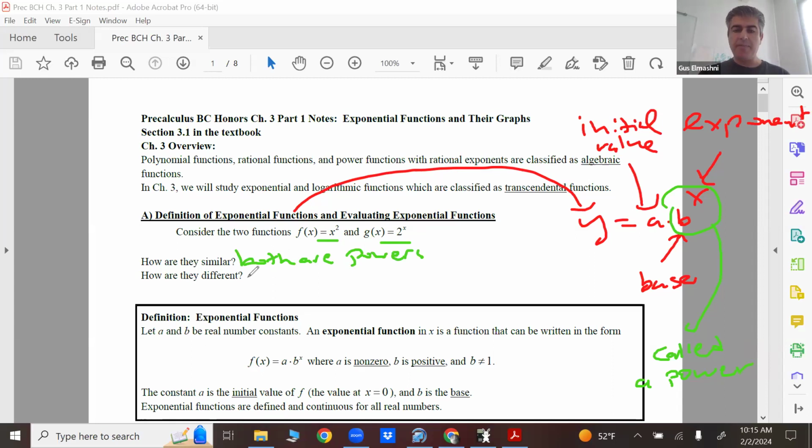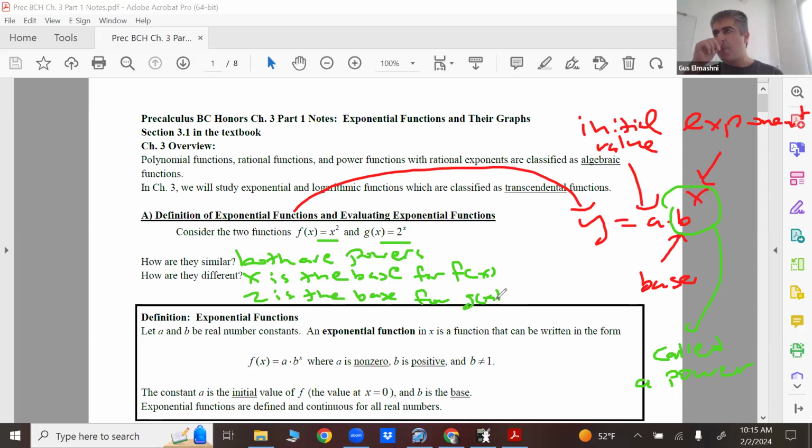But how are they different? X is the base for f of x. 2 is the base for g of x. So your variable is the base in the power function, but in an exponential function, the variable is the exponent. So hopefully that makes sense there.